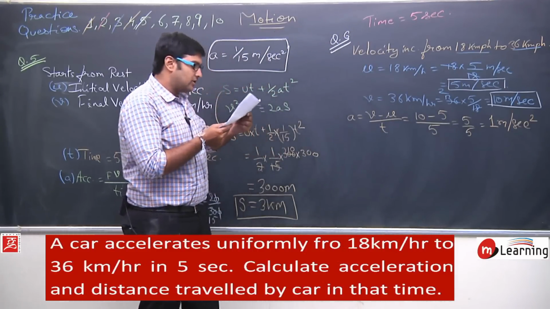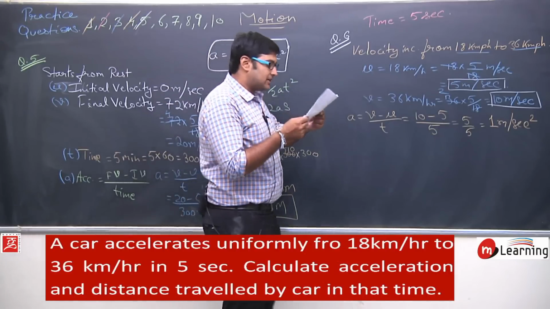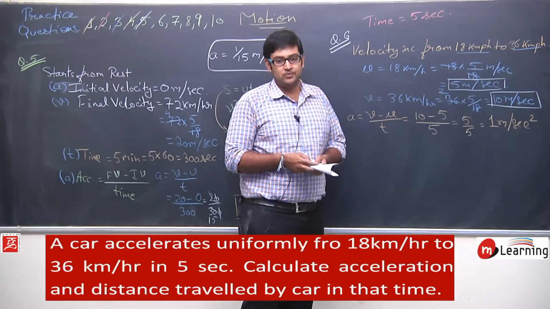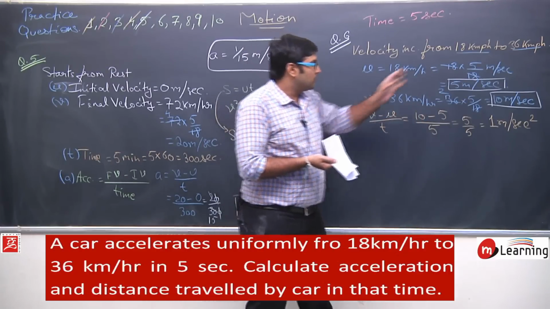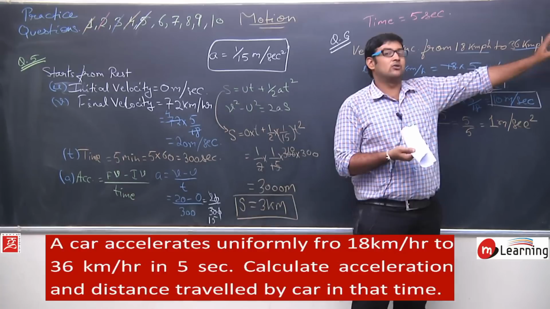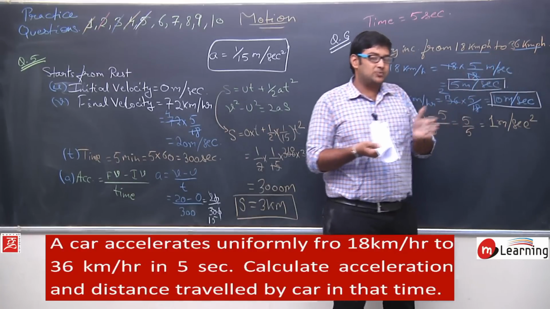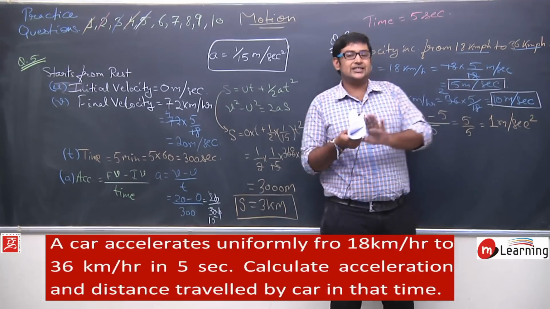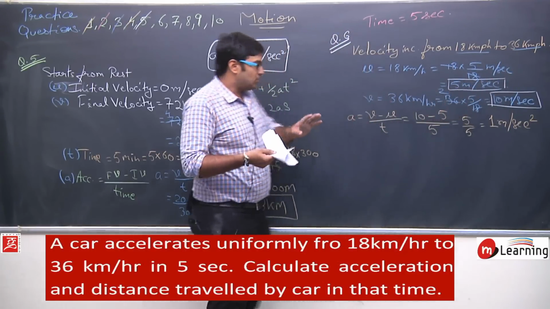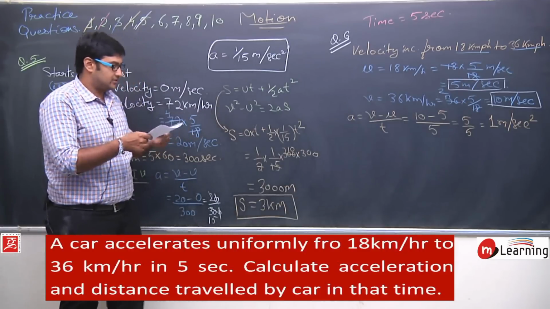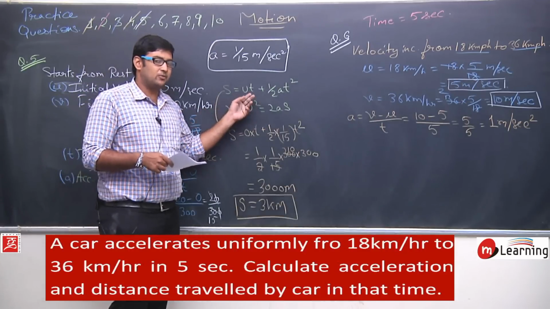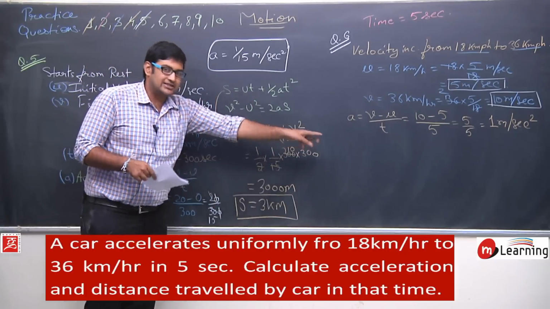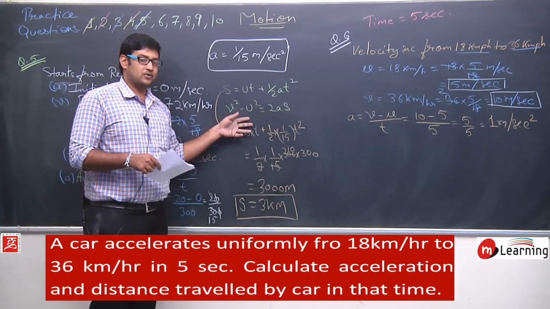Now the second thing we need to calculate is the distance covered by the car in that time. So in this time period, how much distance the car has travelled. In what time period? From 18 km per hour to 36 km per hour. To increase the speed from 18 to 36, how much distance the car has travelled. Now observe, in the previous question we applied this formula to calculate the distance travelled. Now for this question let us apply this one.